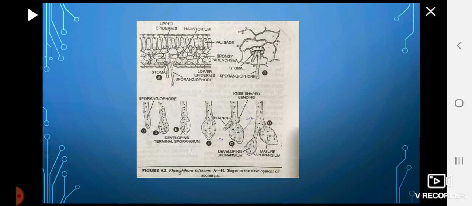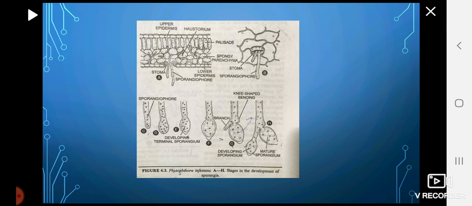during damp weather. Some special hyphal branches emerge singly or in clusters through the stomata, and they pierce through the epidermal cells. These branches are known as sporangiophores, and terminally they become globular, or you can say swollen, to form a multinucleate sporangium.